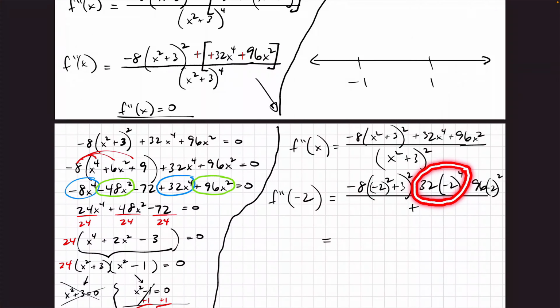It's going to be 16 times 32. This one's going to be 96 times 4. Add those two together, would we get bigger than this guy? Yeah, the first one was bigger, way bigger. So we're going to get positive over a positive, which equals a positive number.